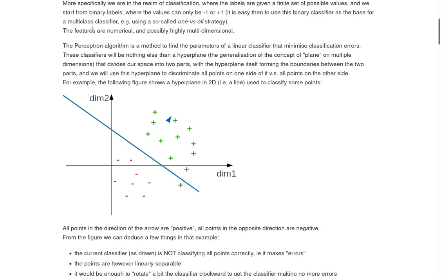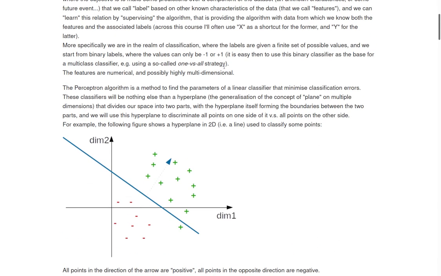This concerns only the label. As for the features, they are numerical, so they are continuous, and they can possibly be very highly multidimensional. So what is the perceptron algorithm? The algorithm is a method to find the parameters of a linear classifier that minimize the classification errors.